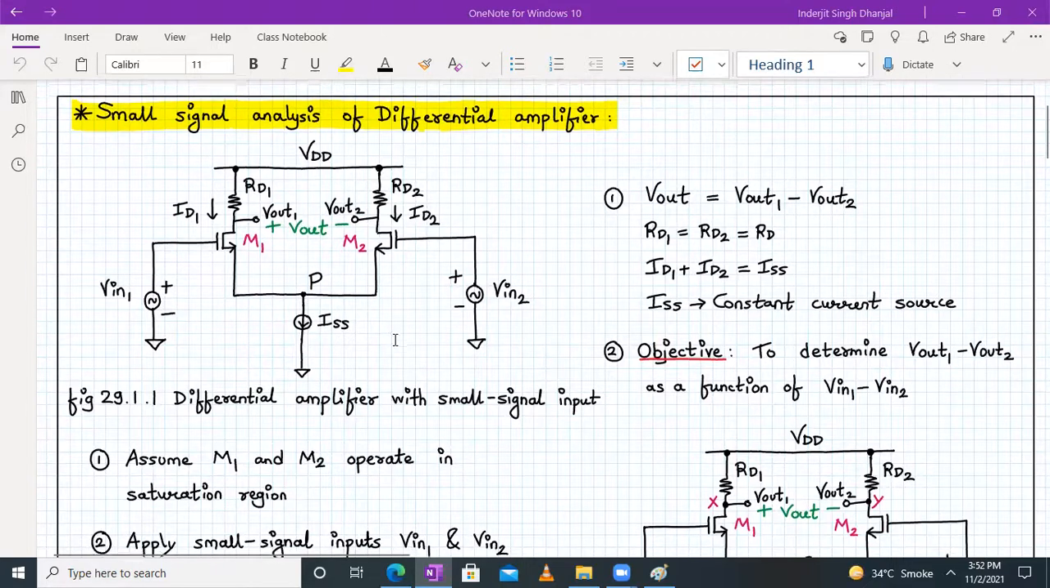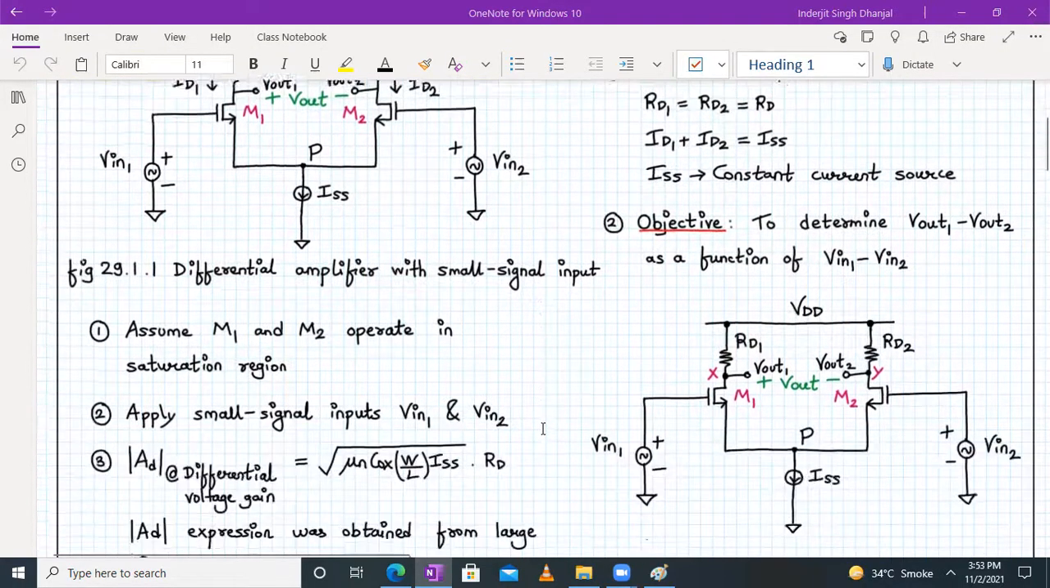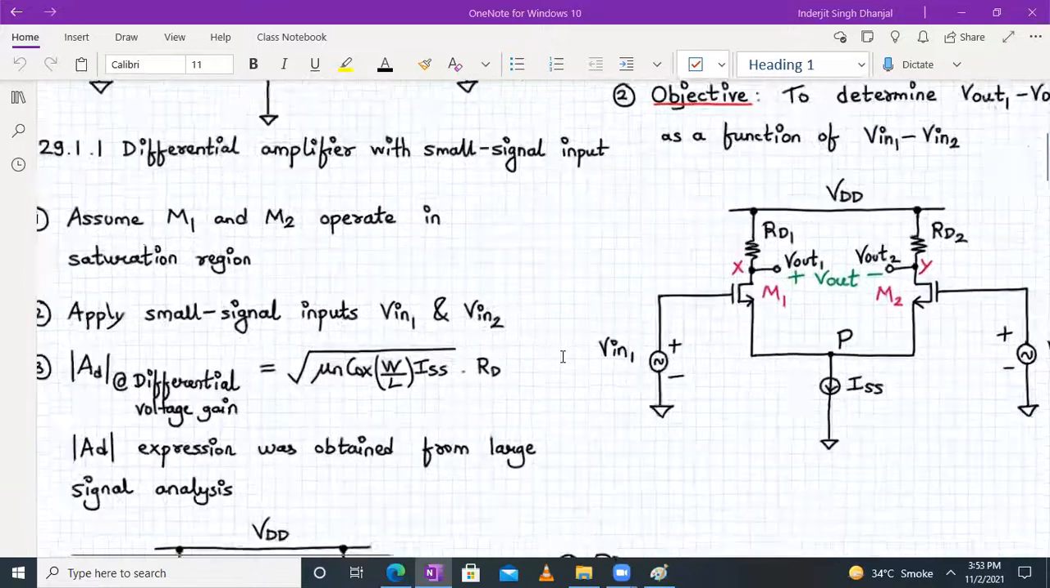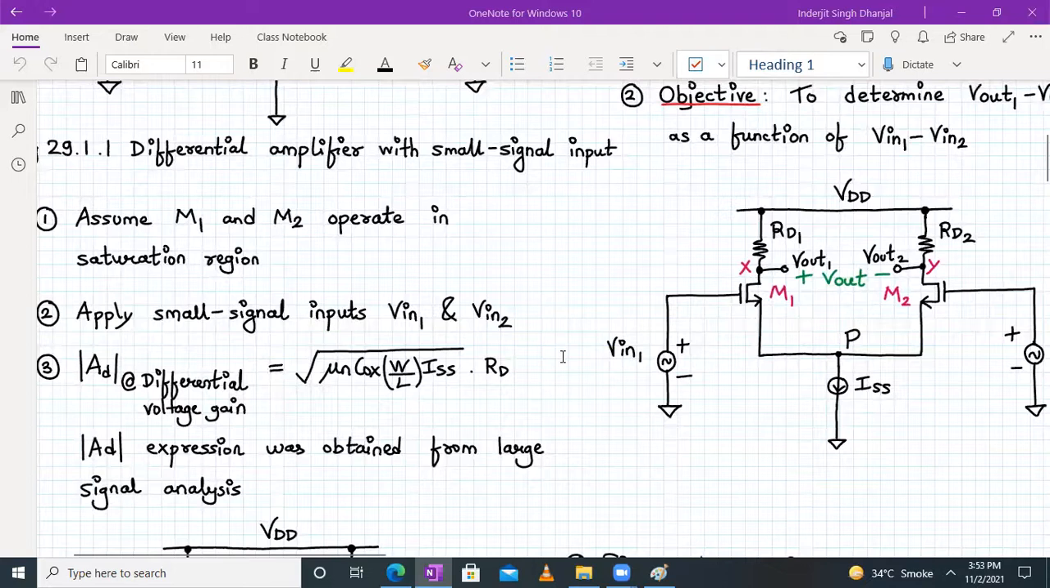So our objective of this analysis is to find the ratio of Vout1 minus Vout2 divided by Vin1 minus Vin2. Or else we can say, to determine Vout1 minus Vout2 as a function of Vin1 minus Vin2. That's the same thing. Before we proceed, we will assume that M1 and M2 transistors are operating in the saturation region, because this analysis will hold true only when they are in saturation.